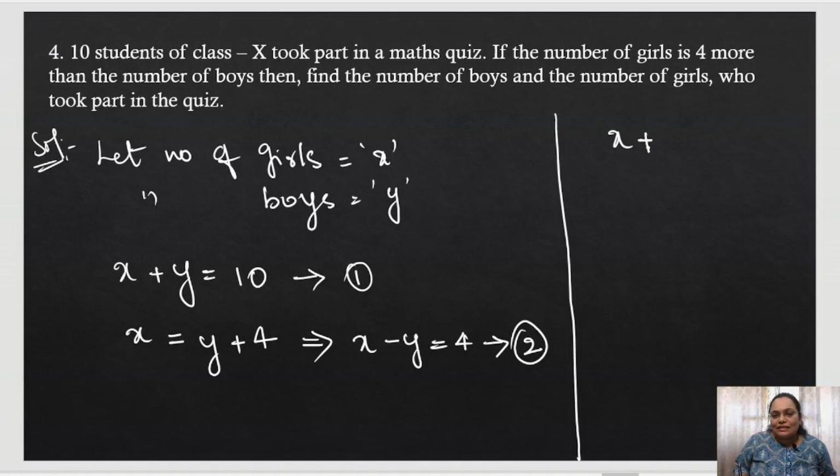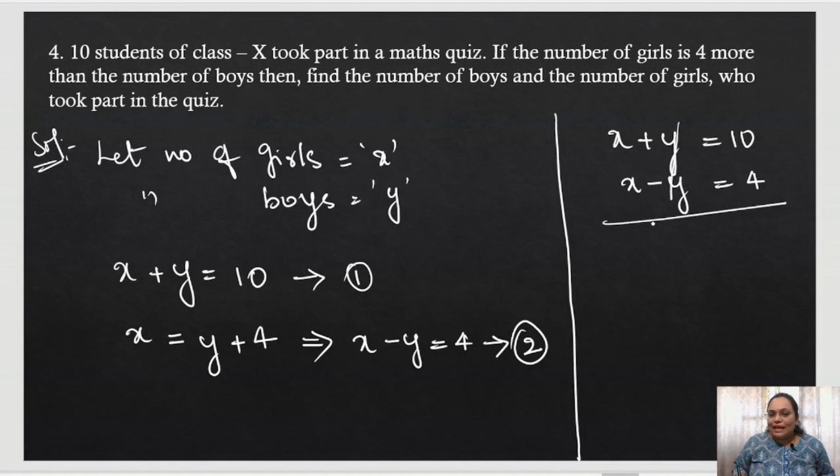This will be x plus y is equals to 10 and x minus y is equals to 4. So y and y will get cancelled. 2x is equals to 14. x is equals to 14 by 2, which is 7. So you will get x is equals to 7.